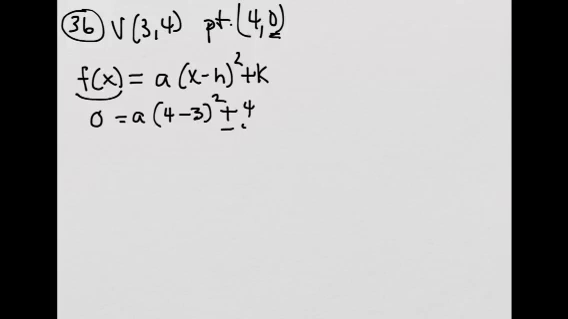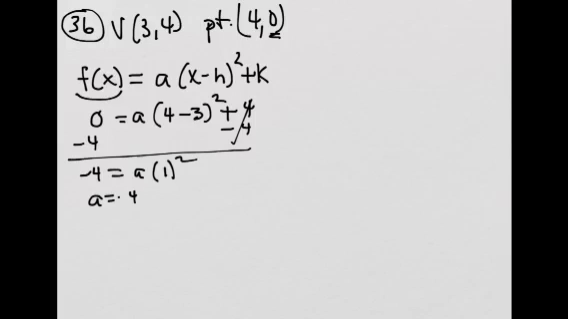So we subtract 4 from both sides, and so you get negative 4 equals a times 4 minus 3 is 1, 1 squared. 1 squared is 1. So we know a is negative 4. So we write it as f of x equals negative 4 times x minus 3 squared plus 4.